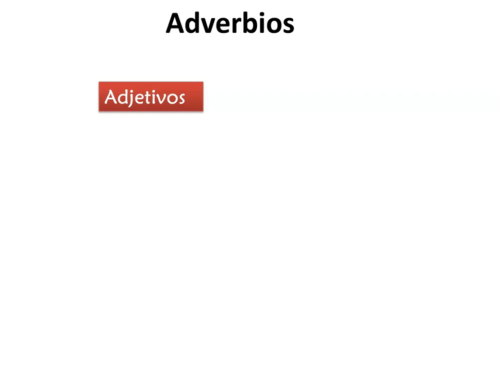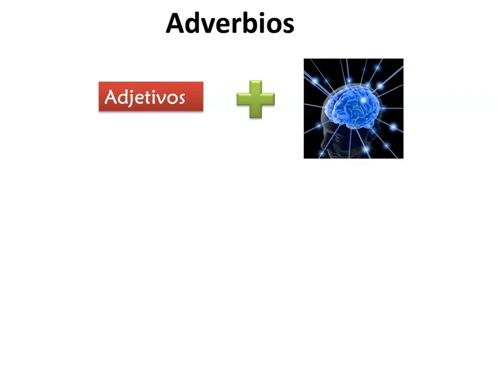Also the adverbs, we can transform adjectives into adverbs. Remember, the adjectives are the words that we use to describe nouns. Now the adverbs are going to be the same, but for the verbs. So we have adjetivos plus the word. What is this? Es un cerebro, es mente, okay?